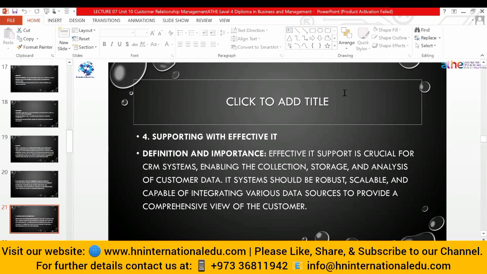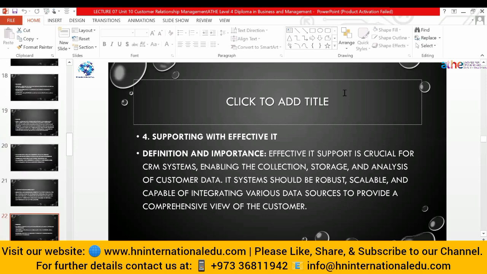Supporting with effective IT, that is information technology. Effective IT support is crucial for a CRM system, enabling, obviously, when you're installing a system in an organization, your IT should be way more efficient than the systems too. Enabling the collection, storage, and analysis of consumer data. The IT system should be robust, scalable, and capable of integrating various data sources to provide a comprehensive view of the customer. We are using all the steps involved in supporting the IT for the systems, that is collection of the data, storing it, and doing the analysis of it as well.